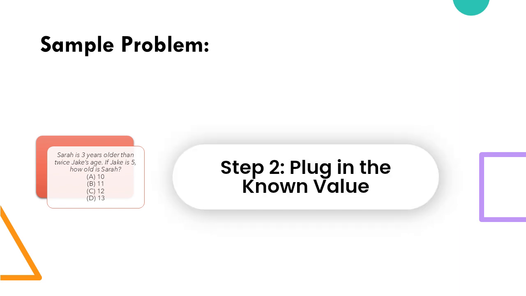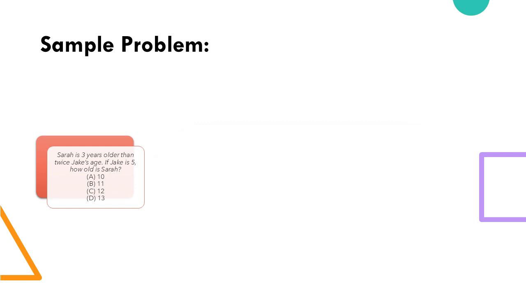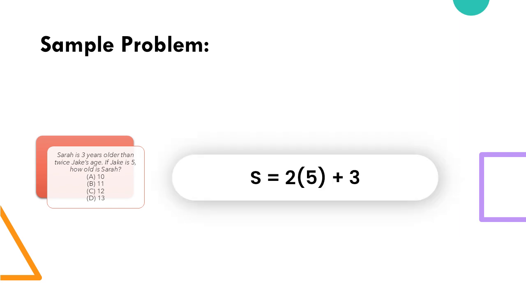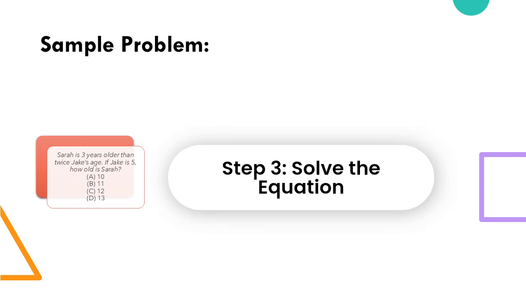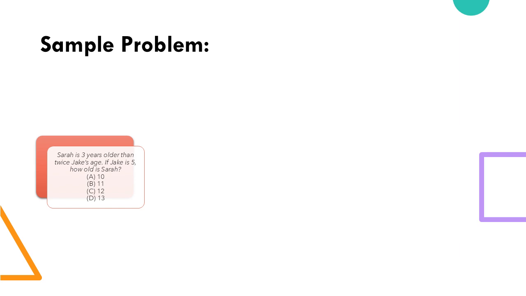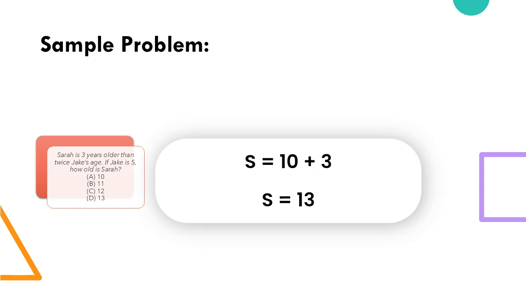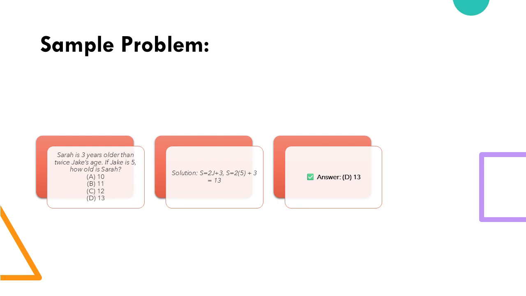Step 2. Plug in the known value. We know from the problem that Jake is 5 years old. So, substitute J equals 5 into the equation. S equals 2 times 5 plus 3. Step 3. Solve the equation. Now let's simplify. S equals 10 plus 3. S equals 13. Answer, D, 13.